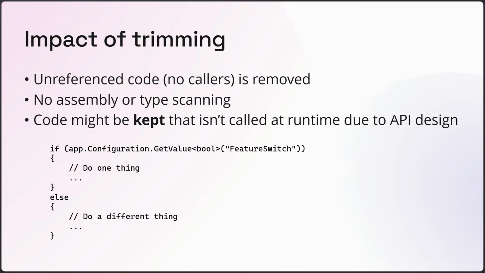There is no assembly or type scanning as a result because you might be trimming things away that aren't used. And then you go to scan for them, whether they're assemblies or types, using reflection APIs, and then they're not there because they got trimmed away.